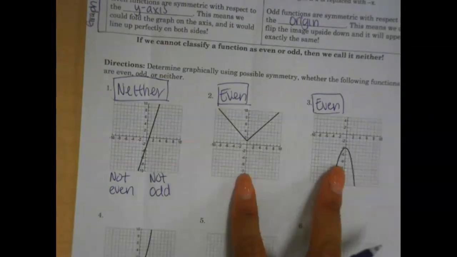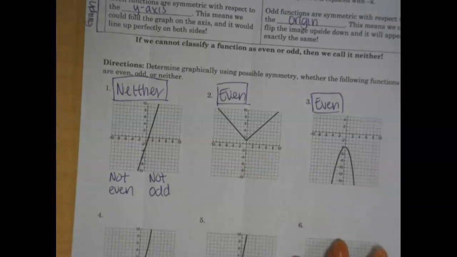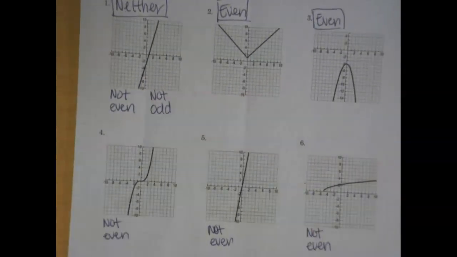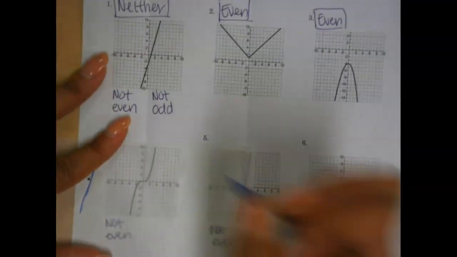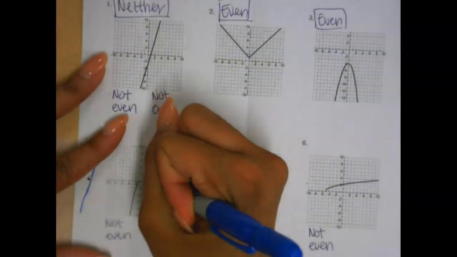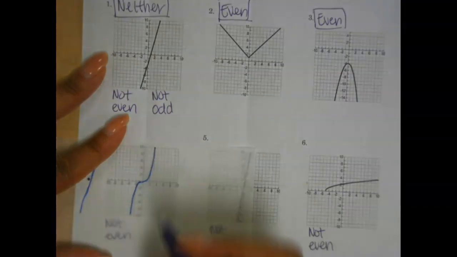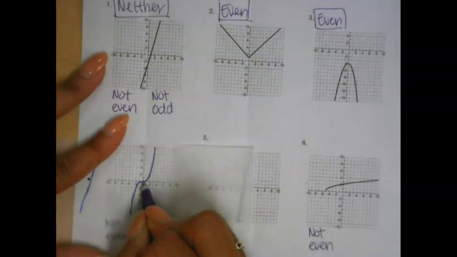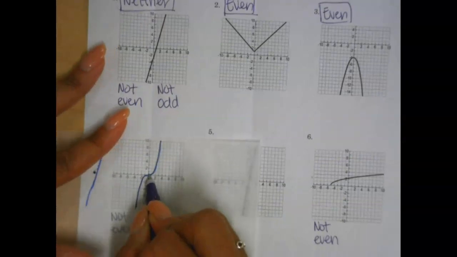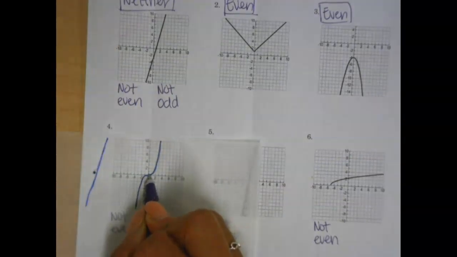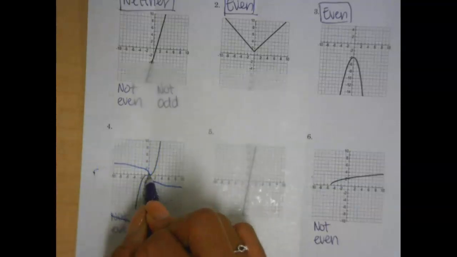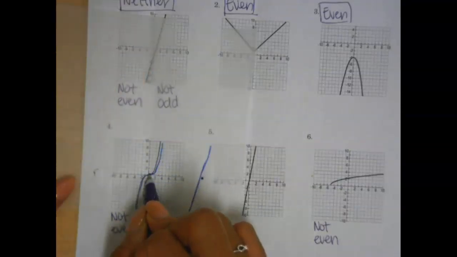Questions 2 and 3, they're already even, so I don't need to worry about that. For question 4, though, let me check to see if this one is odd. So let me take that same piece of patty paper, and I'm going to trace the function that I have. I'm going to center this around the origin, and I'm just going to rotate it. If you want to, you can flip the paper upside down. For me personally, flipping it upside down is the same as rotating it 180 degrees. So I'm going to rotate it 90, and then 180.